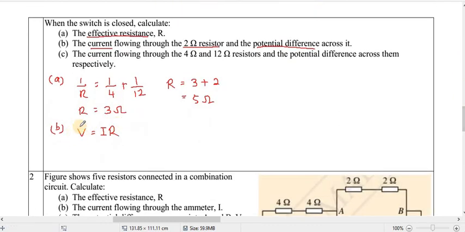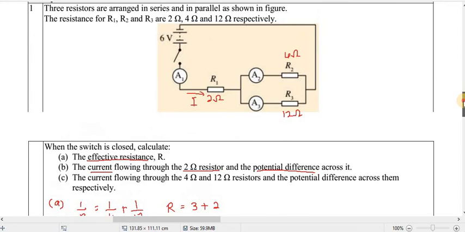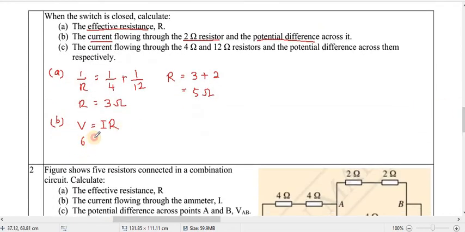So this one we put total voltage, total resistance, calculate total current. Okay, so the total voltage is 6 volt. Total resistance is 5 ohm. So the current will be 1.2 ampere. Okay, 1.2 ampere.